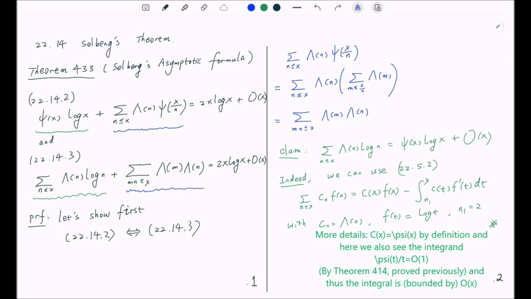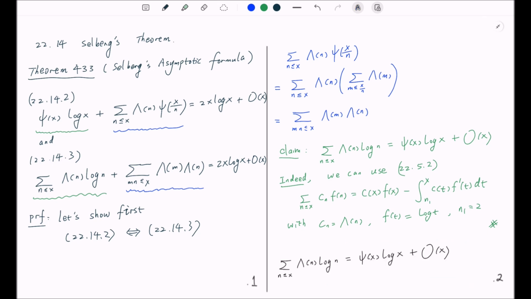Given this claim, you can immediately see that these two formulas are actually equivalent. So it suffices for us to just show one of them. In the following, we are going to prove the second one, namely 22.14.3. The formula appearing in this claim is quite important. We will see this again. And from now, we're going to give this a name, call it 22.14.4.